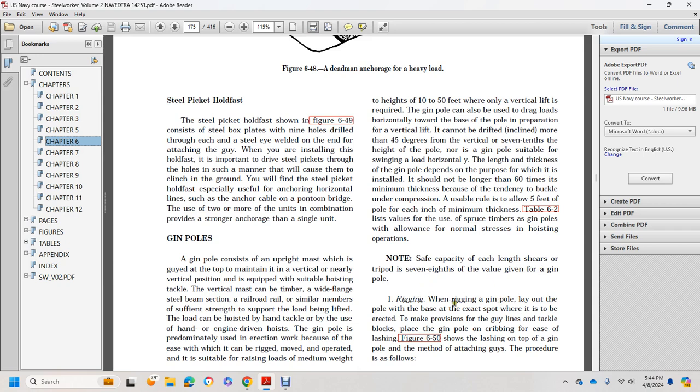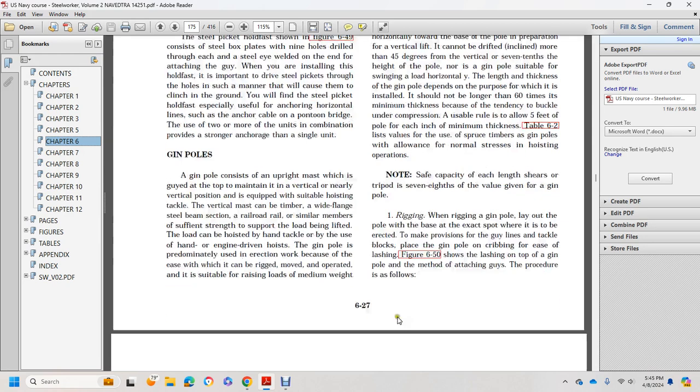Rigging. When rigging a gin pole, lay out the pole with the base at the exact spot where it is to be erected, with provision for the guy lines, tackle with the blocks, and a plate for the gin pole with cribbing of the keys. Figure 650 shows the lashing on the top of the gin pole, with the method of attaching the guy at the end. Procedure is as follows.